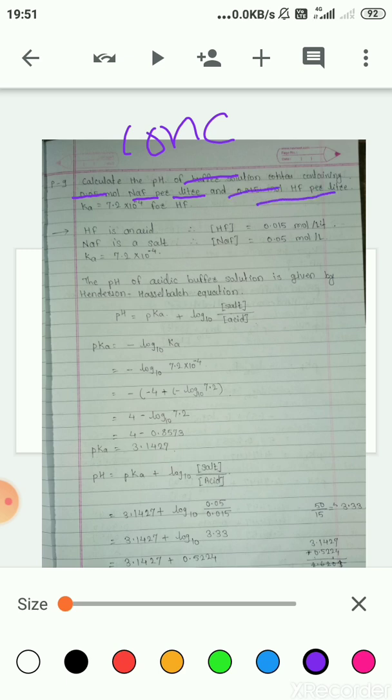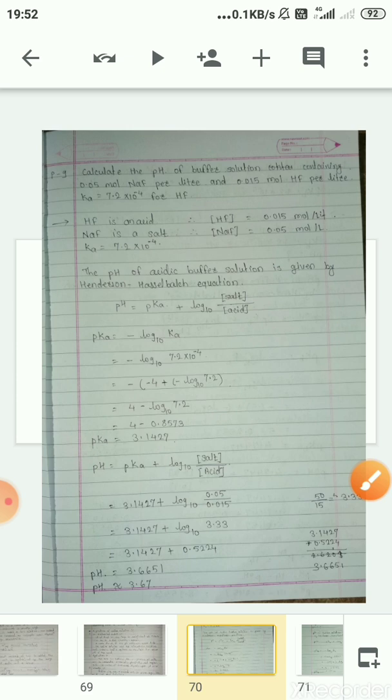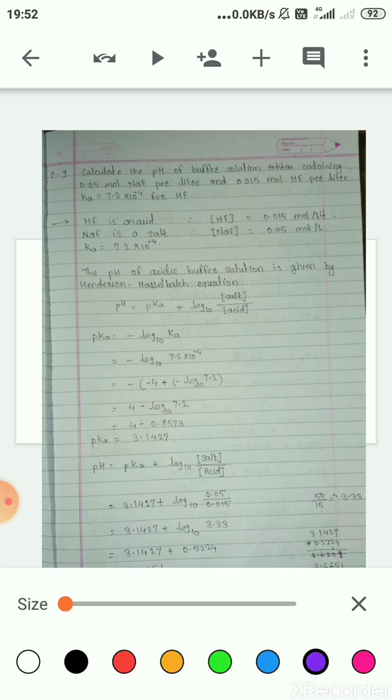And 0.015 mole of hydrogen fluoride per liter. Again here they have given the concentration of hydrogen fluoride, which is 0.015 molar. And what next have we been given? We have been given Ka, that is the dissociation constant of the acid. The dissociation constant of acid is 7.2 into 10 to power minus 4 for HF.